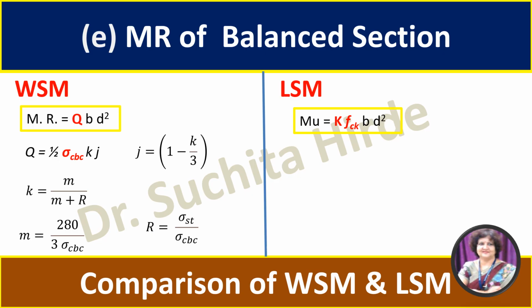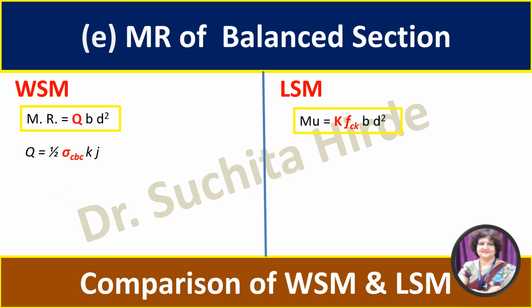So using this formula we can first calculate Q, substitute here, equate moment of resistance to bending moment, and we decide the size of the section. So this is moment of resistance of balance section in working stress method. In limit state method, this moment of resistance is K FCK BD square. Now here K we calculate using this formula. This factor you can also read from IS code.